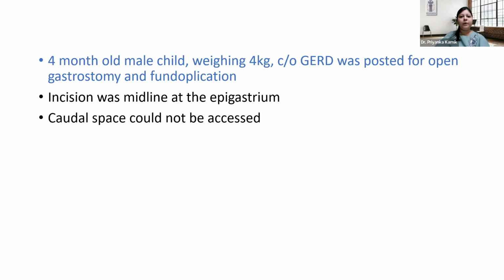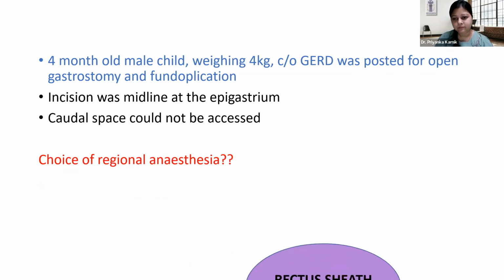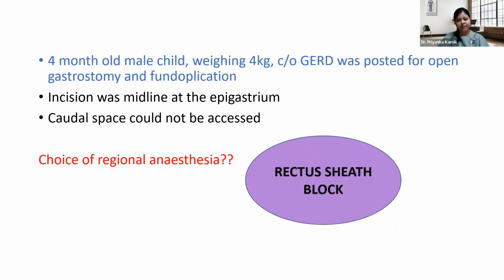This is a 4-month-old male child weighing 4 kg, a case of gastroesophageal reflux disease, posted for gastrostomy and fundoplication. Now the incision was at the midline at the epigastrium, but the caudal space could not be accessed. So what could be your choice of regional anesthesia here? My choice would be a rectus sheath block. Now let us see what a rectus sheath block is.